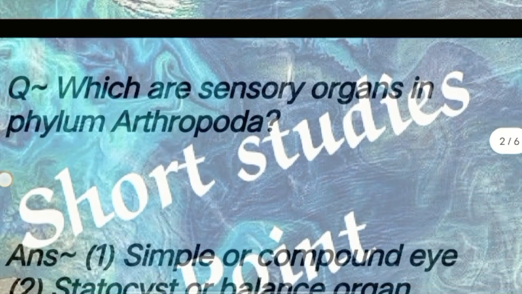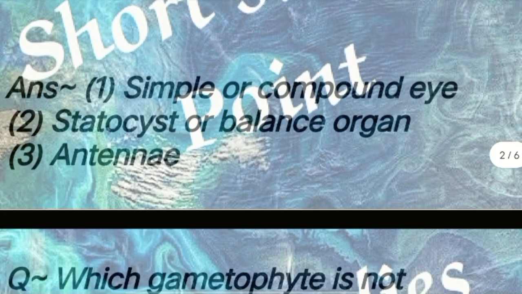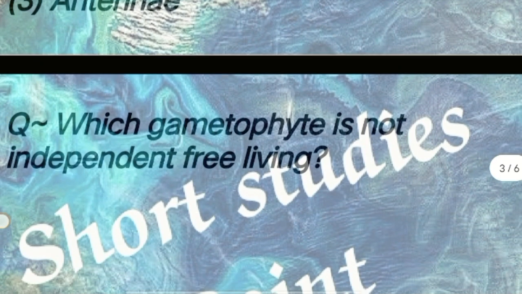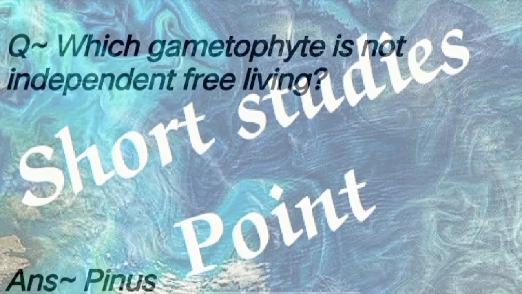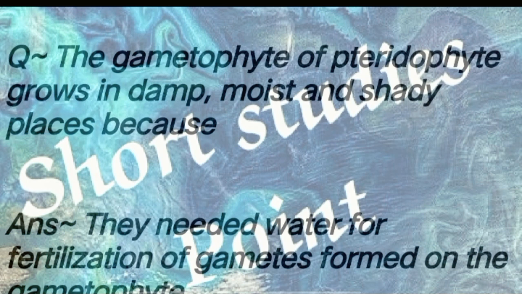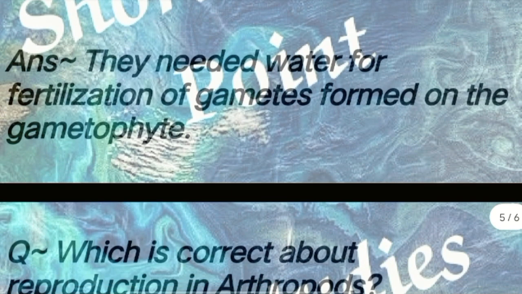Next question: which are the sensory organs in phylum Arthropoda? Answer: first, simple and compound eyes. Second, statocyst or balance organ. And third, antennae. Next question: which gametophyte is not independent, free living? Answer: Pinus. Next question: the gametophyte of pteridophyte grows in damp, moist, and shady places because, answer, they need water for fertilization of gametes formed on the gametophyte.